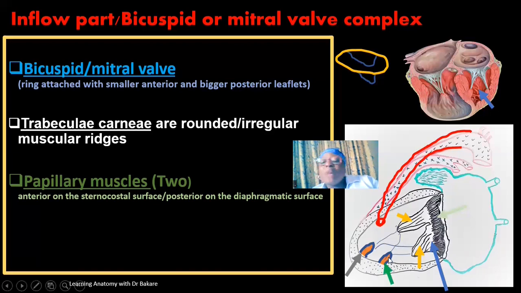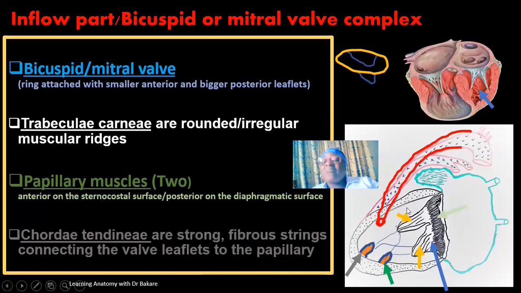And this is seen to align with the diaphragmatic surface of the heart, which is the surface through which the heart is connected with the diaphragm. So we have two papillary muscles in the left ventricle when compared with the right ventricle where we have three papillary muscles. So we should also take note of this.